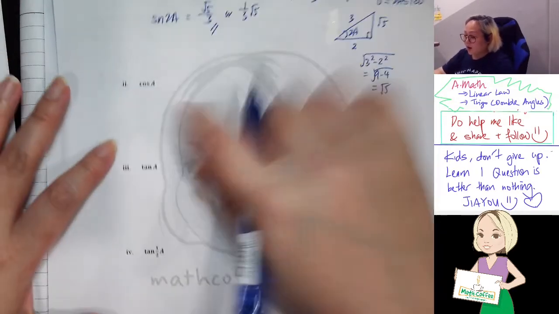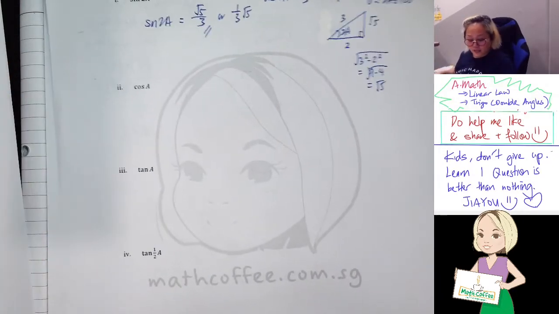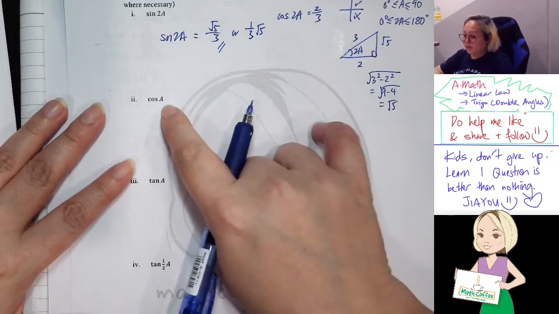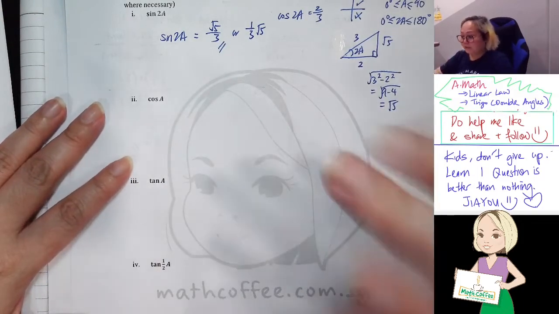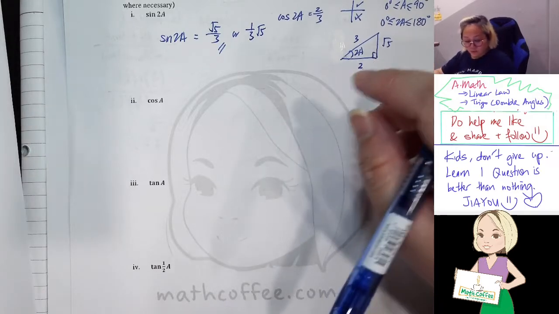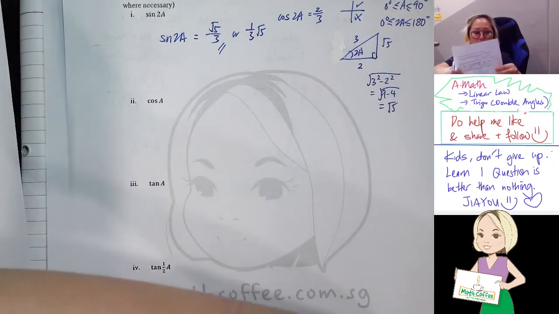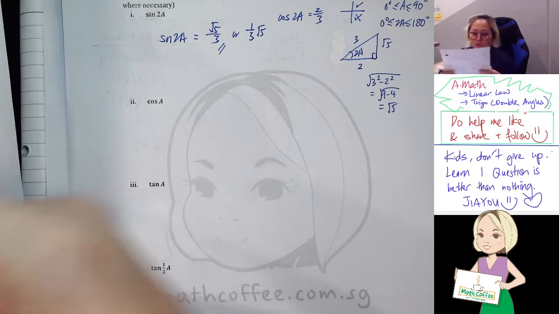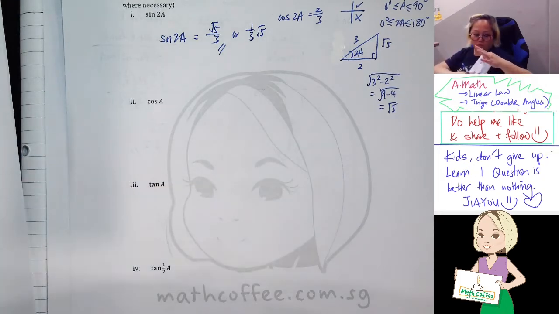Now next, they want cosine A. So how are we going to find the cosine A? Okay, cosine A, you will have to make use of the double angle formula. Okay, double angle formula. So wait, let me squeeze out the formula.